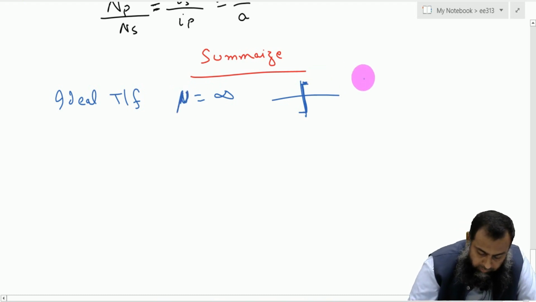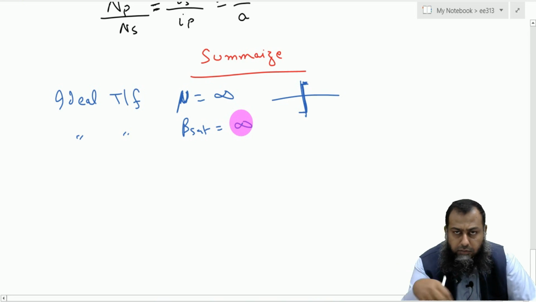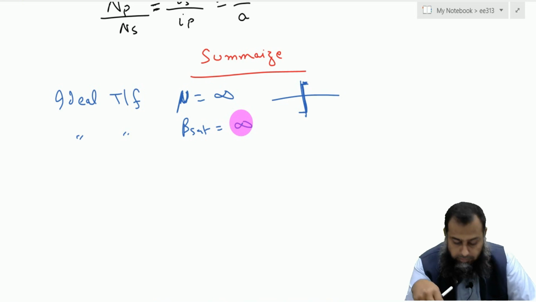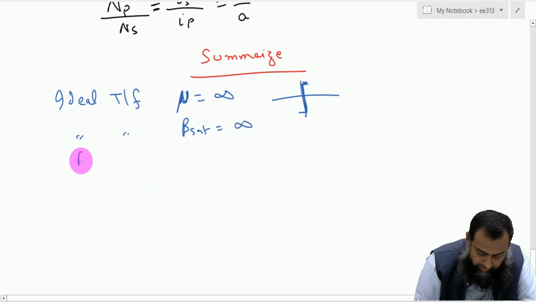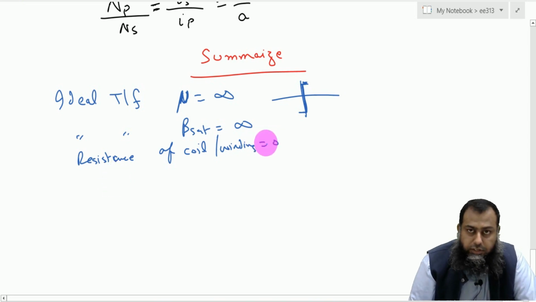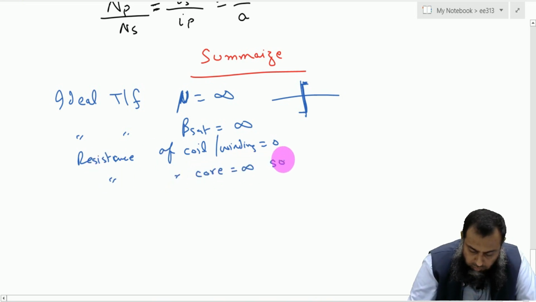Also we have B saturation equals infinity. So the core never saturates in an ideal transformer. Whatever is the applied voltage, whatever is the applied frequency, the core always works, and therefore there is no concept of saturation in an ideal transformer. And then the resistance of the coil or the winding equals 0, and so we have 0 losses in the winding. Also we have the resistance of the core equals infinity, so there is no eddy current loss in the core.